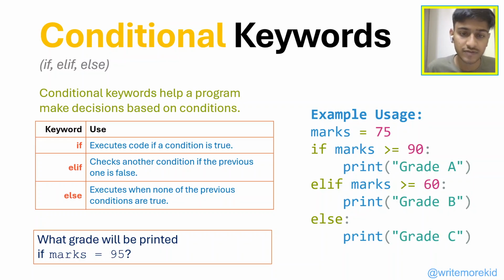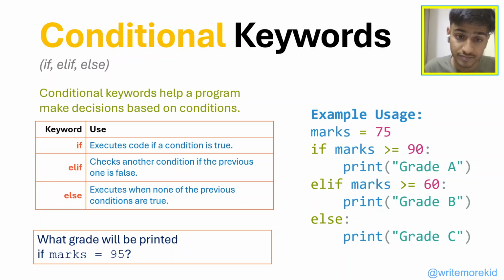So how is it working? It is following a hierarchy, starting from top to bottom. In the if block, it will check whether the if condition is true or not. If the if condition is true, it will execute the if condition's block, forget the rest of the program, and just move out of this condition.